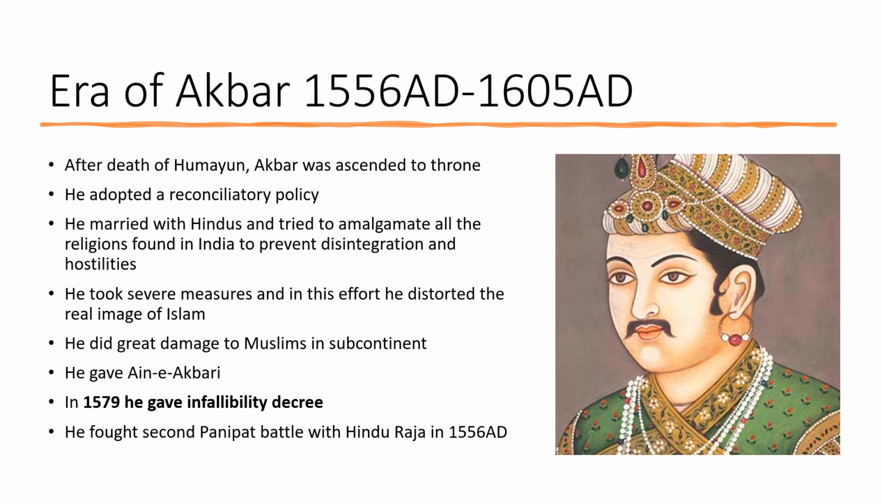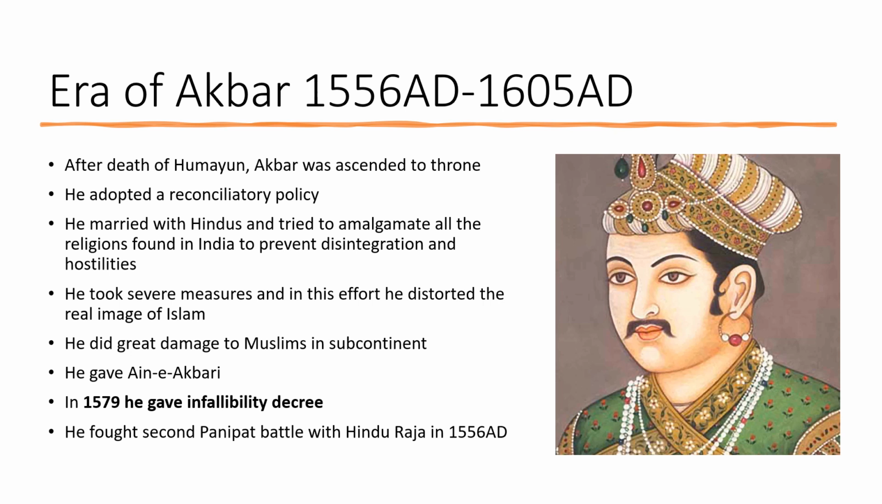He took severe measures to accomplish this task, to strengthen his rule, but it did not turn out to be good for Muslims. He took severe measures, and in this effort he ended up distorting the real image of Islam, and he did great damage to the Muslims of the subcontinent. He gave the Ain-e-Akbari, that was his constitution. In 1579 he gave an infallibility decree. The infallibility decree states that the Sultan is always correct, which means that Akbar is always correct. Whatever law Akbar gave, whatever rule Akbar made, it would always be right.